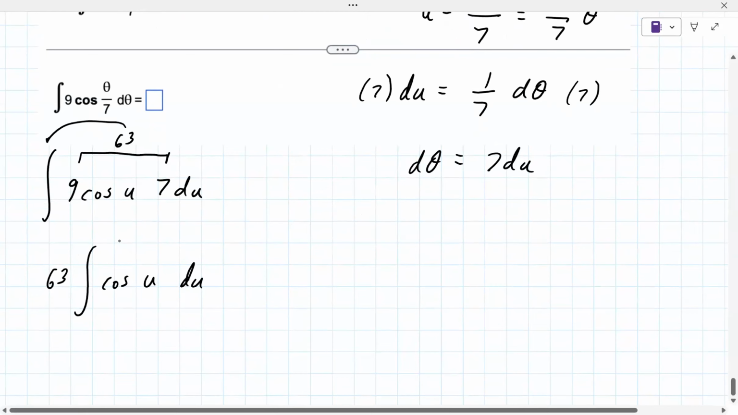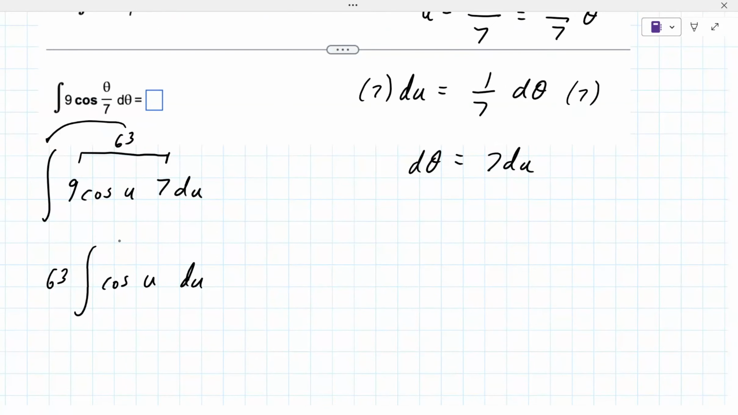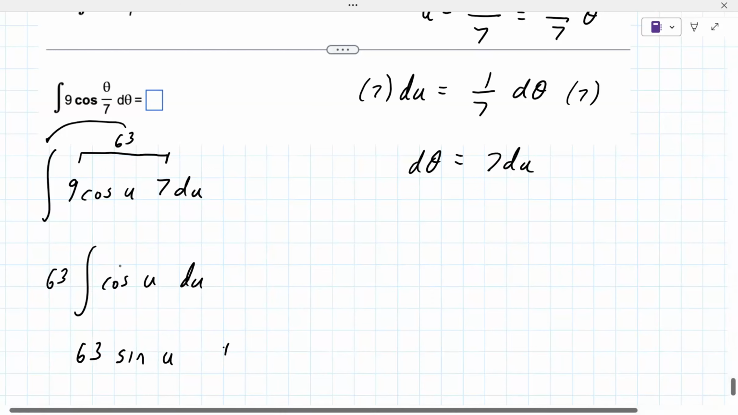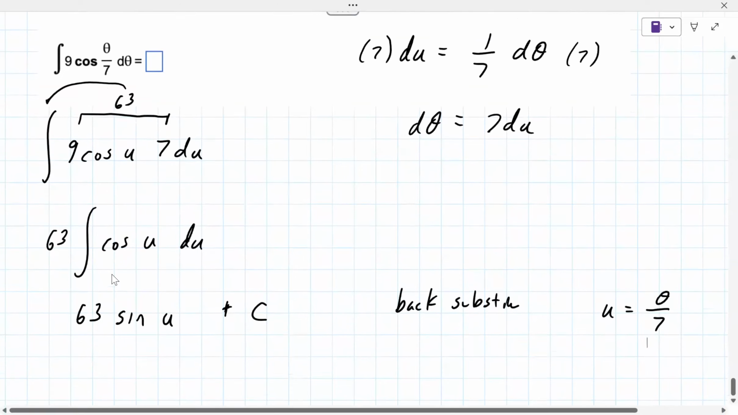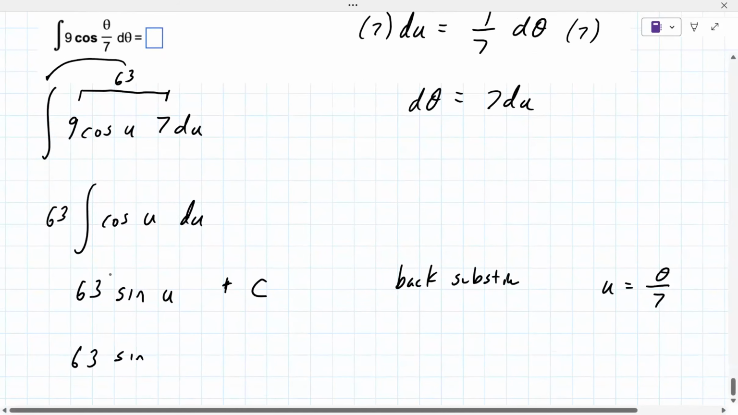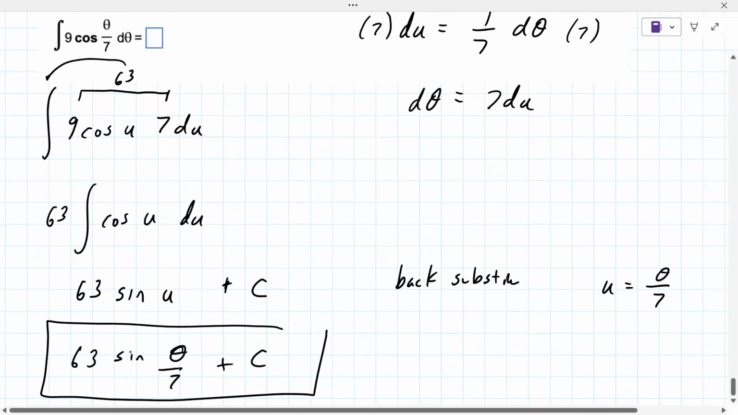And this is better. This is way better. Like you're supposed to say, oh yeah, I know how to take the antiderivative of cosine. Or at least, that's the idea here. So the antiderivative of cosine is sine. You bring the 63 down, you still add the c, but then you have to back substitute in for u. So u was theta over 7, so that has to go back in. A lot of times students forget that, and in a multiple choice, you can be guaranteed that there'll be an answer there where it's not back substituted. So this is your final answer here.